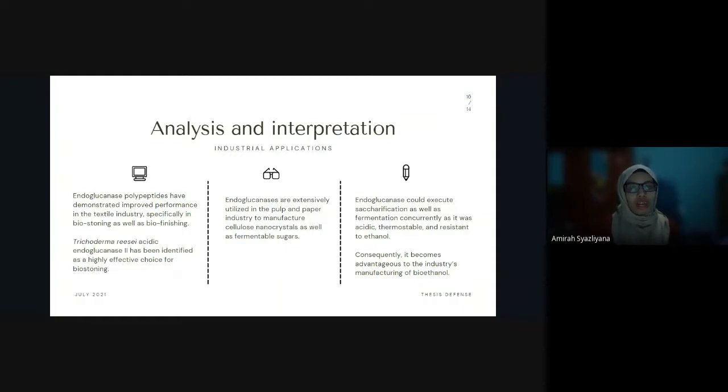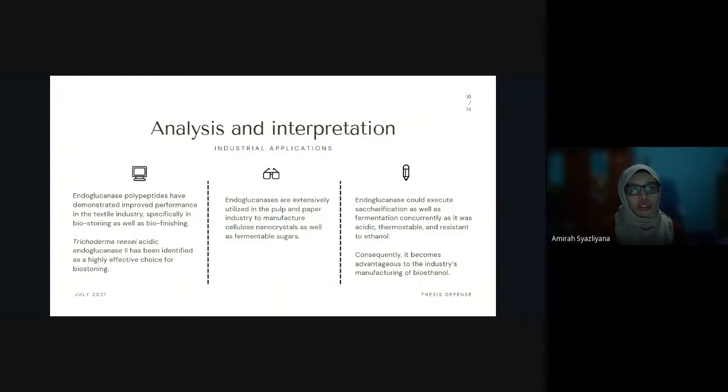Next, endoglucanases are also extensively used in the pulp and paper industry in order to manufacture cellulose nanocrystals and fermentable sugars. On top of that, endoglucanase could also execute saccharification as well as fermentation at the same time, as it was acidic, thermostable, and resistant to ethanol. Consequently, it becomes advantageous to the industry's manufacturing of bioethanol.